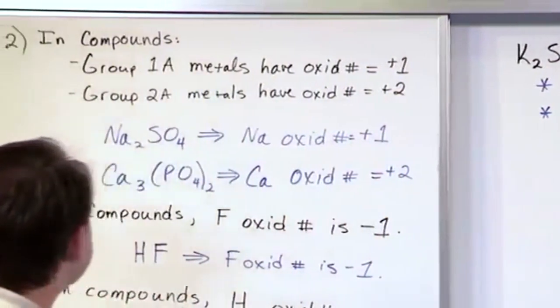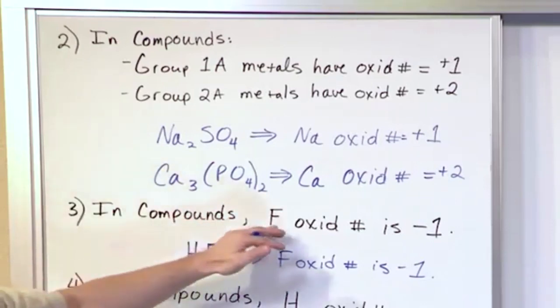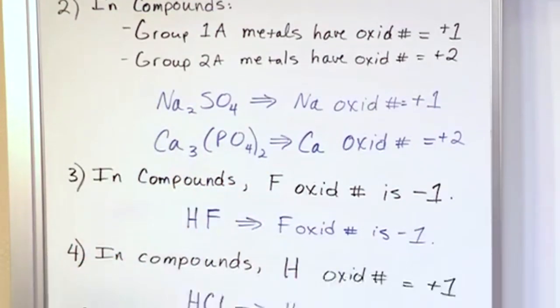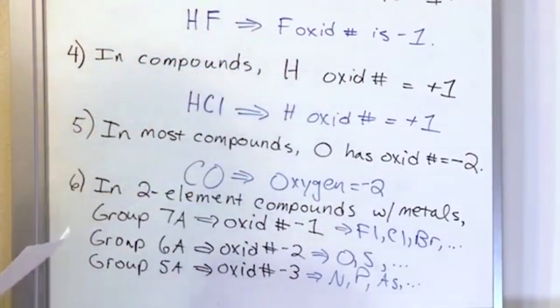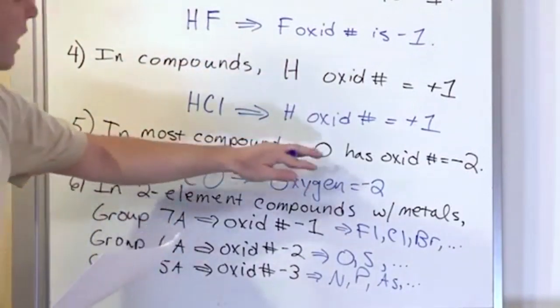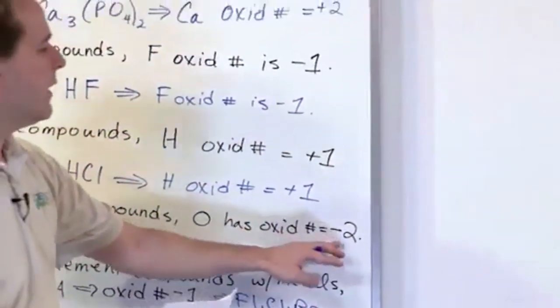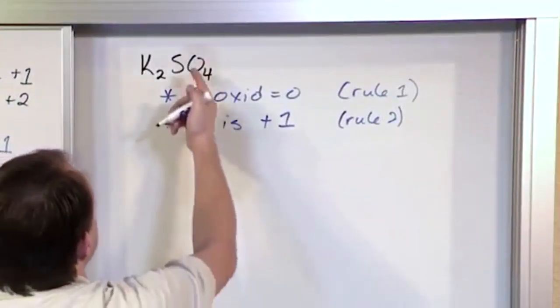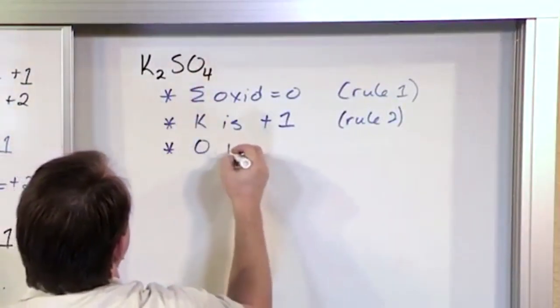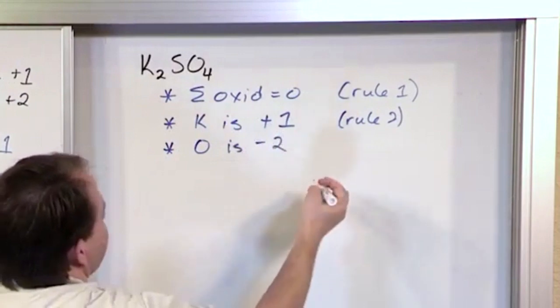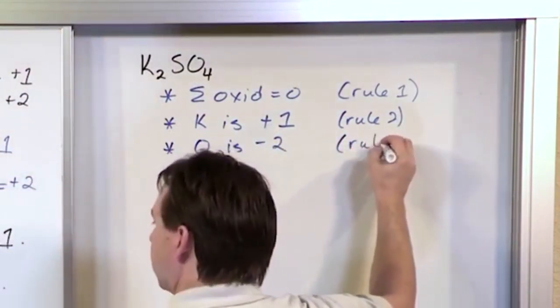All right, so then we go down the list. Do I have any fluorine in this compound? No, I don't. Do I have any hydrogen in this compound? No, I don't. Do I have any oxygen in this compound? Yes, I do. And it's an oxidation number of -2. So what this tells me is oxygen is -2. And then I write down this is rule 5.